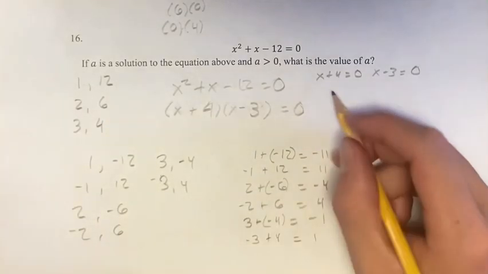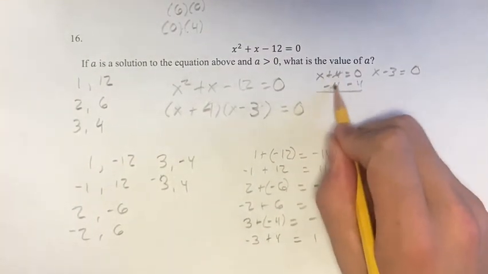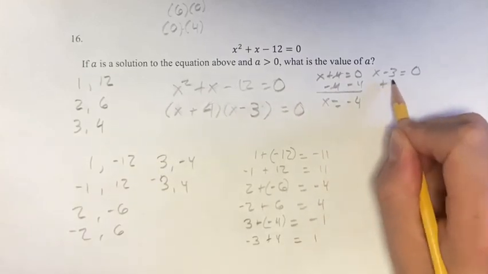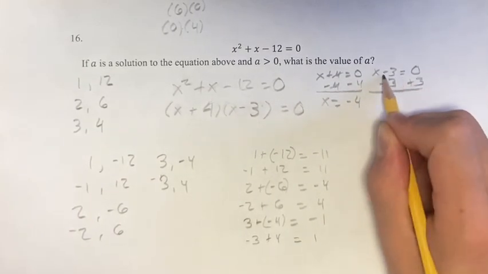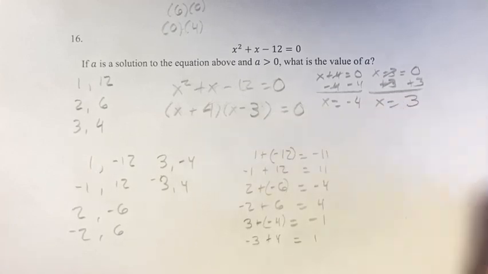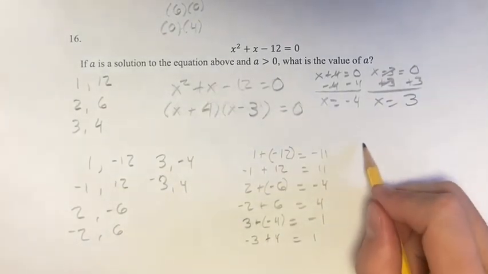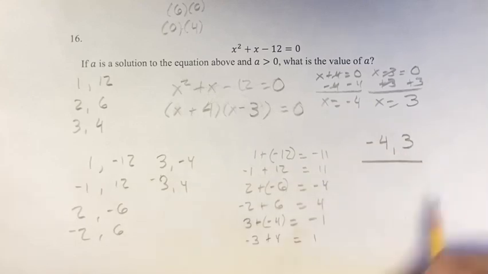So for x plus 4 to be equal to 0, if we solve for x here, x has to be equal to negative 4. And for x minus 3 to be equal to 0, if we solve for x here, we get x is equal to 0 plus 3, which is 3. So our two solutions to this equation are negative 4 and 3.